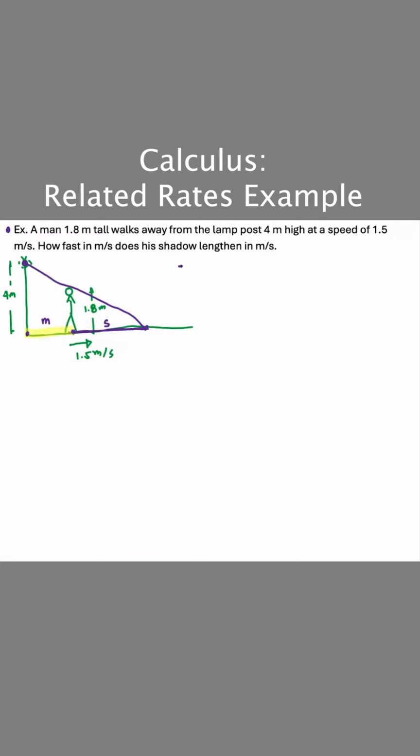Our goal here is to create an equation that contains m and s. Because if we derive m, we will get the dm over dt, which is 1.5 meters per second. And then the required value in the problem is the ds over dt, that is how fast the length of the shadow changes, or lengthens, meaning it increases through time. So that's our goal: create an equation with m and s.